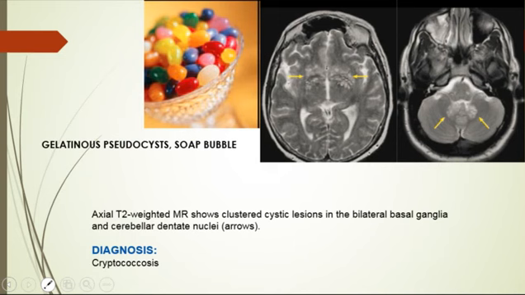You can see a T2 weighted MR shows clustered cystic lesions in the bilateral basal ganglia and cerebellar dentate nuclei, which is diagnostic of cryptococcosis. This is the gelatinous pseudocyst. It looks like cryptococcosis. You can see these are the dilated perivascular spaces in the basal ganglia.